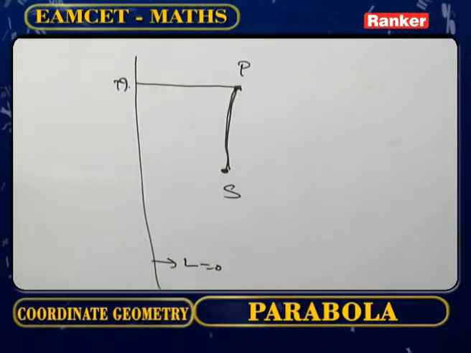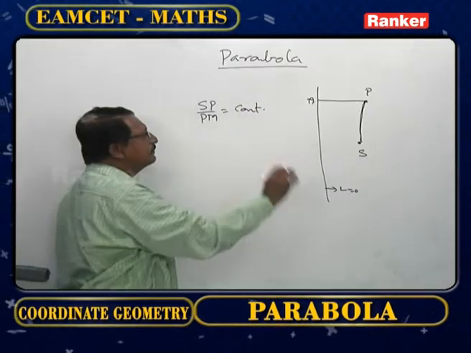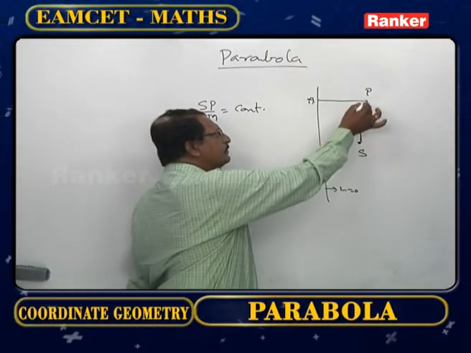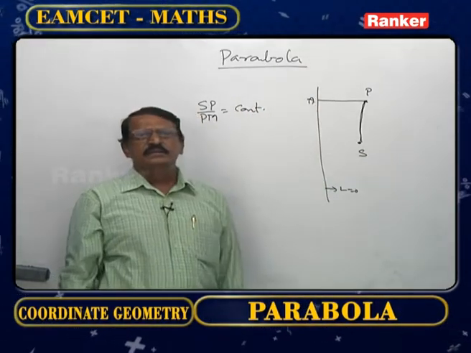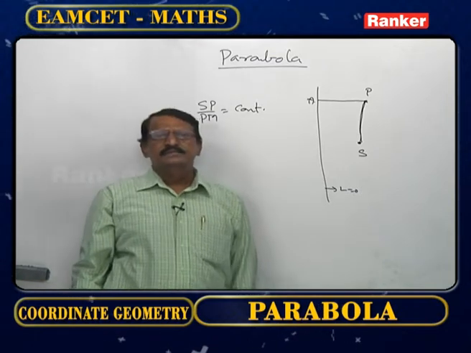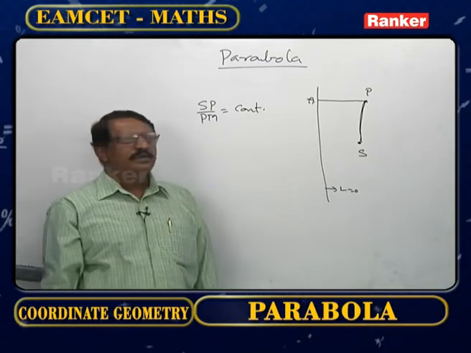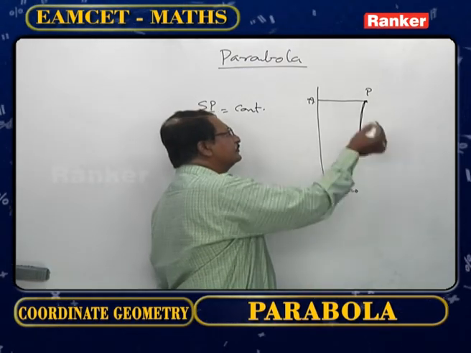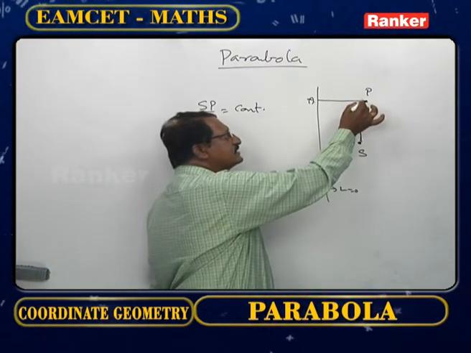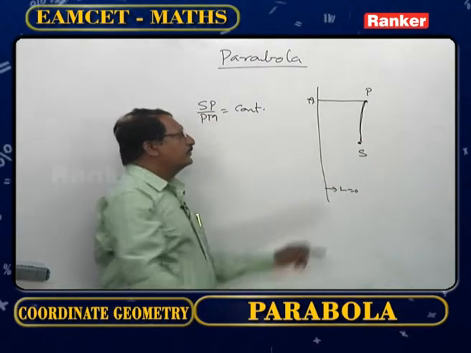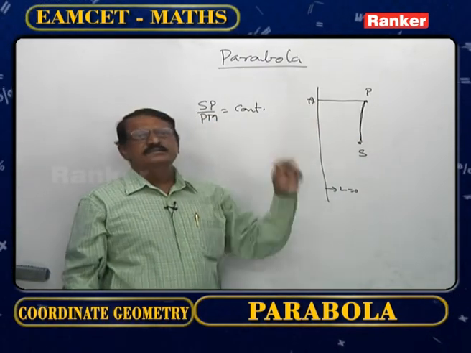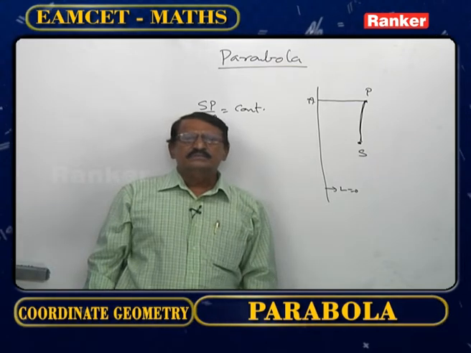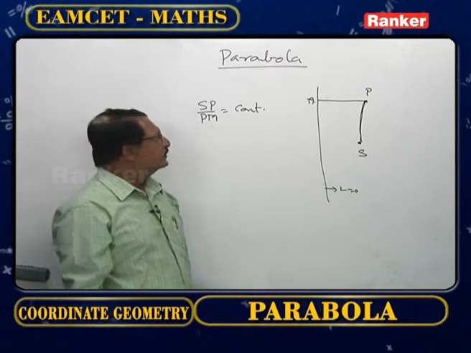Now, if SP by PM equals a constant, then the locus of the point P is called a conic. Conic definition: if the ratio of the distances from a variable point to a fixed point and a fixed line is constant, then the locus of the point P is called a conic.